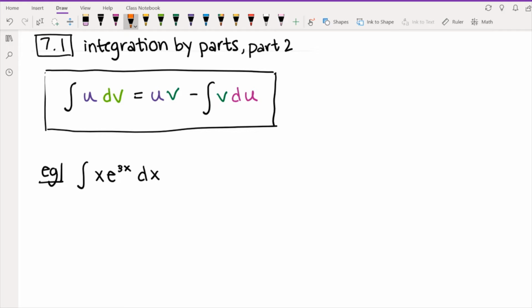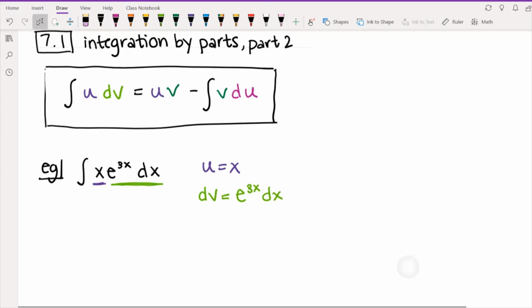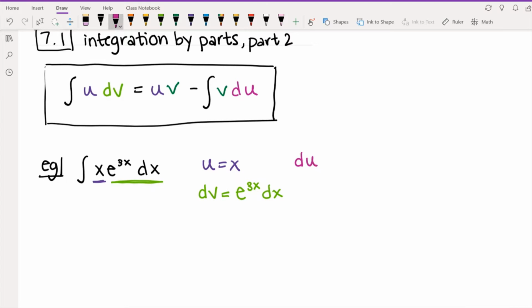So in this case, the choice that we would want to make is to set u equal to x, and dv is going to be equal to e to the 3x dx. So why does this work? Well, now when we take the derivative, we get du is equal to 1 dx. So that's definitely simpler than just x.